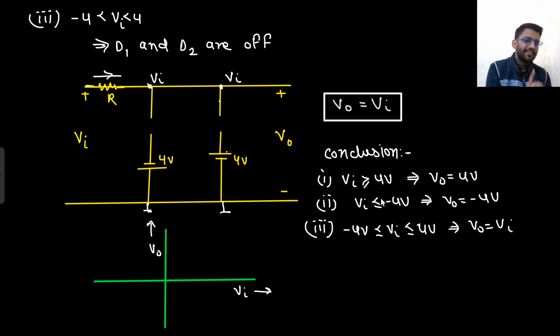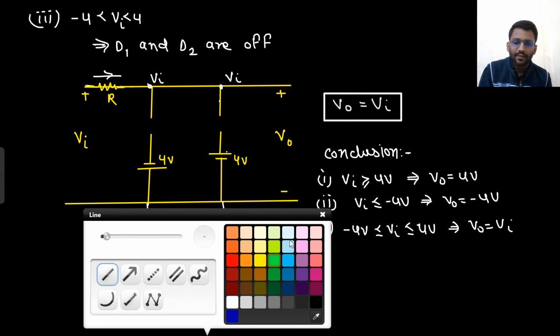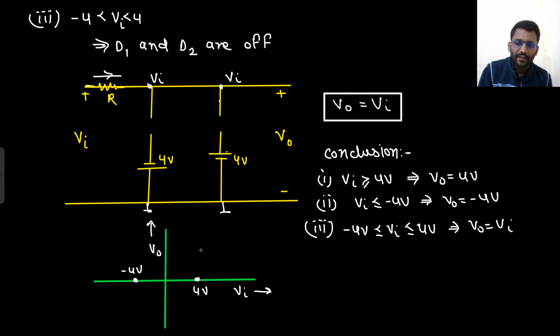So what are the two transition points? 4 and minus 4. 4 volt and minus 4 volt. Right? So for V in greater than 4 volt, V out is equal to 4 volt. And for V in less than minus 4 volt, V out is equal to minus 4 volt. Right? And in between, V out is equal to V in. So this is how the graph will go.